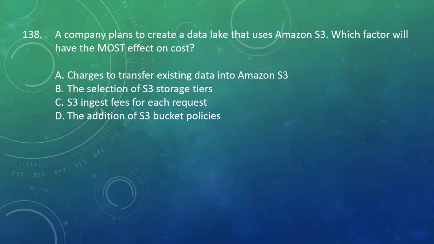The storage class used in S3 can definitely have an impact on the cost of the data lake. Different storage classes have different pricing tiers. For example, using the Glacier storage class for infrequently accessed data can be much cheaper than using the standard storage class for frequently accessed data. So the correct answer is option B, the selection of S3 storage tiers.